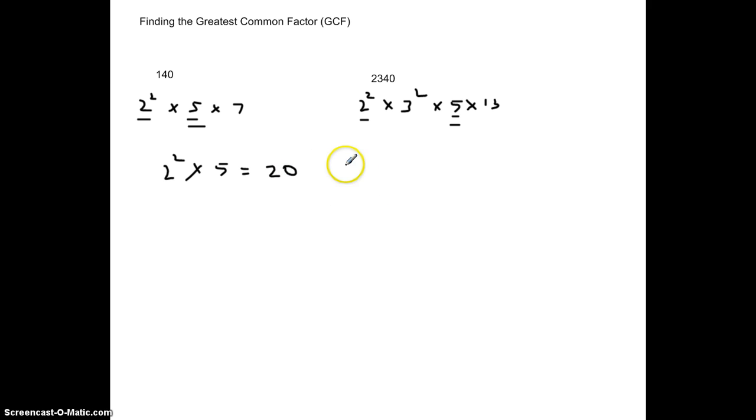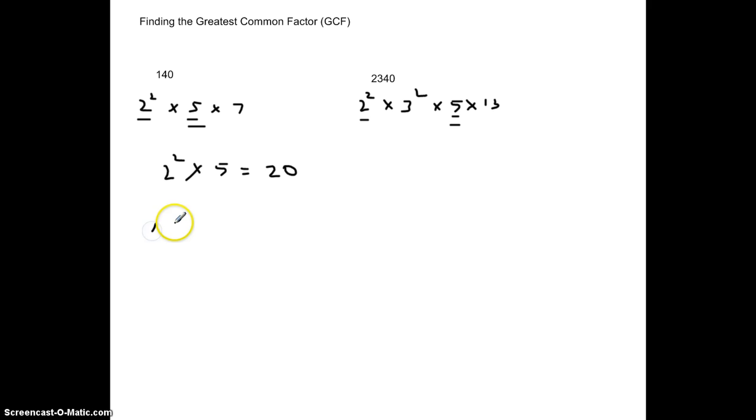So 20 is the greatest common factor of 140 and 2,340, which means that 20 is the largest or greatest value that will divide evenly into both 140 and 2,340. And this technique works with more than two numbers as well.